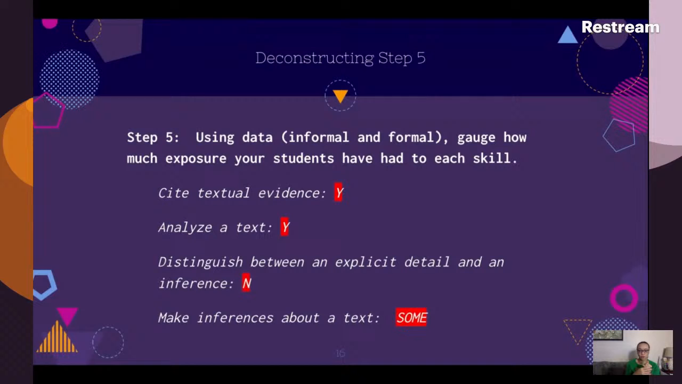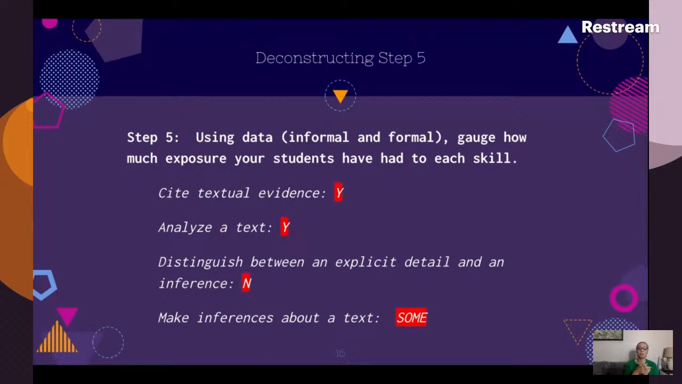However, when we're thinking about distinguishing those explicit details and inferences, if I'm looking at my standard, the standard said they have to support both explicit details as well as inferences. So now I'm not sure if my students can tell the difference between something that was plainly stated in a text, what that really is, versus an inference that they had to make. So I'm going to say no. That's something I don't know if they can do. I've never taught it. I've never assessed it, so I'm not sure.